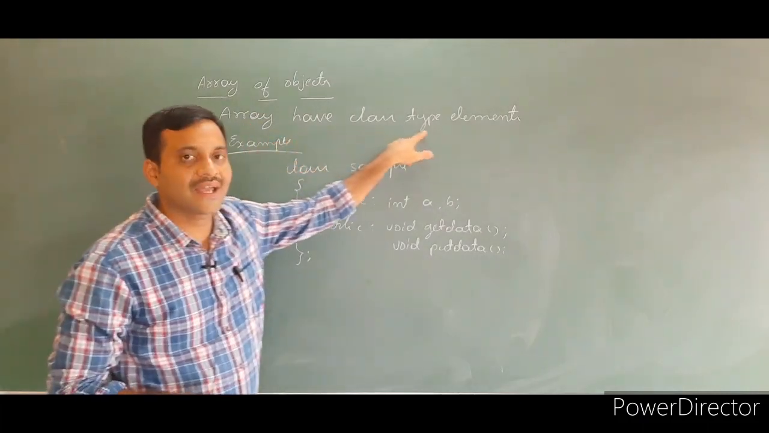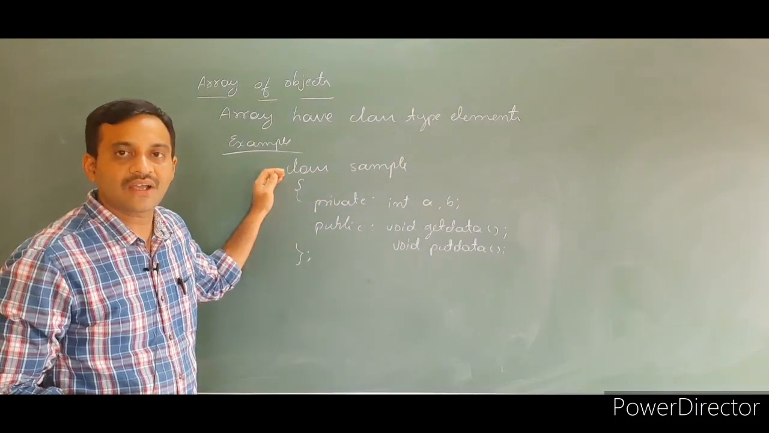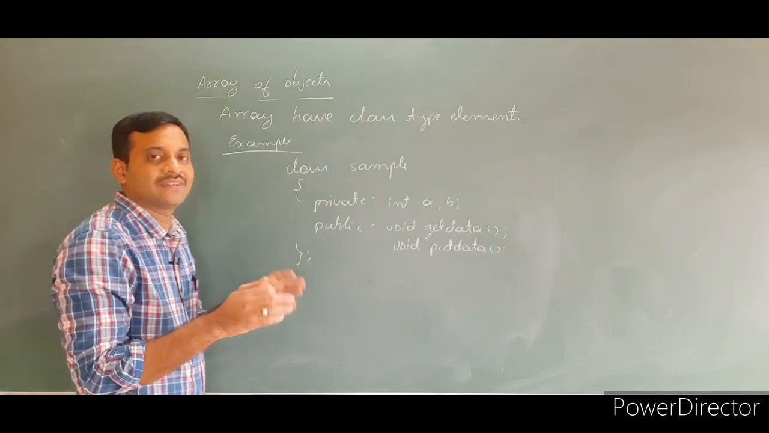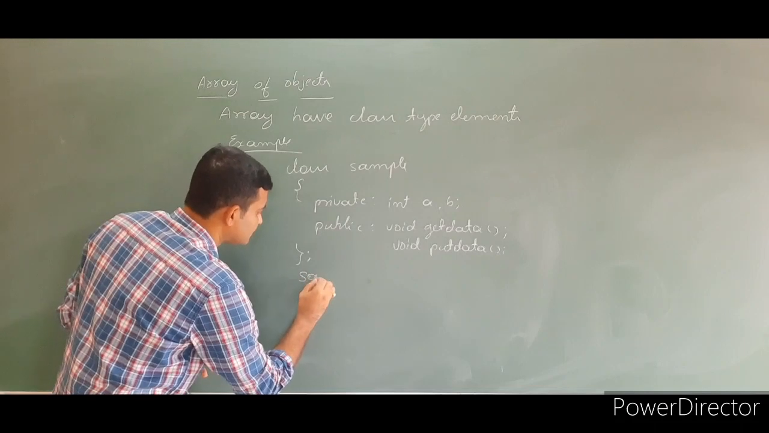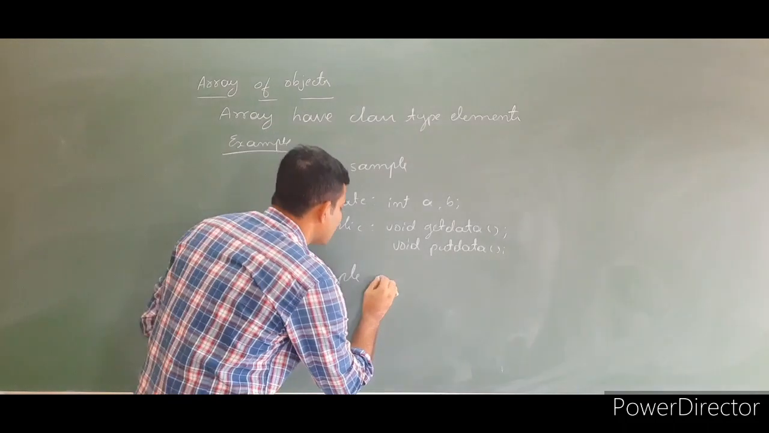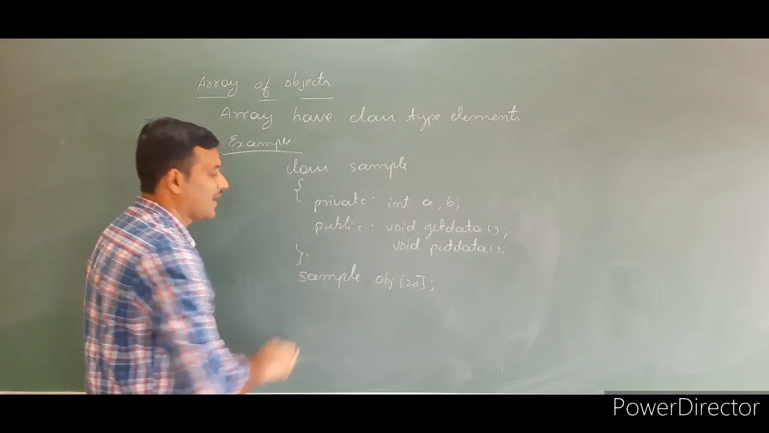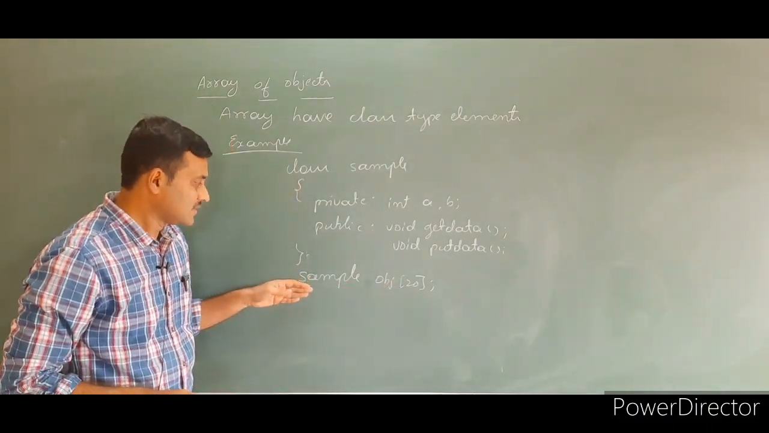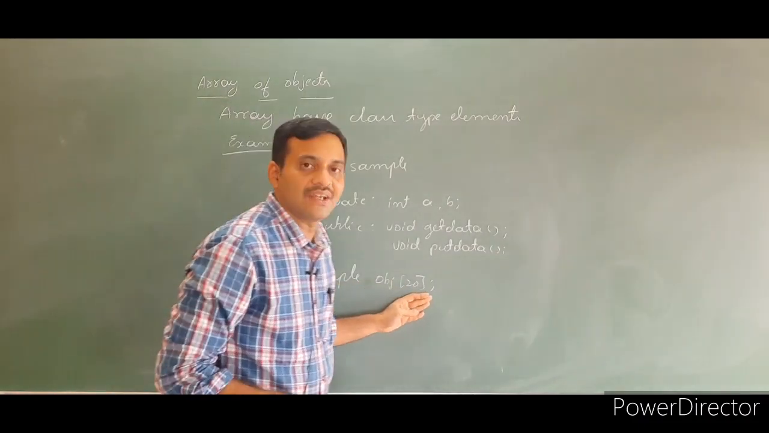Here array of objects means an array that has class type elements. These are declared after the class definition like any other array declaration. Here the name of the class is sample. Then we declare obj[20], and after that we end the statement using a semicolon. Say here sample is the class name, then we create an object obj[20].